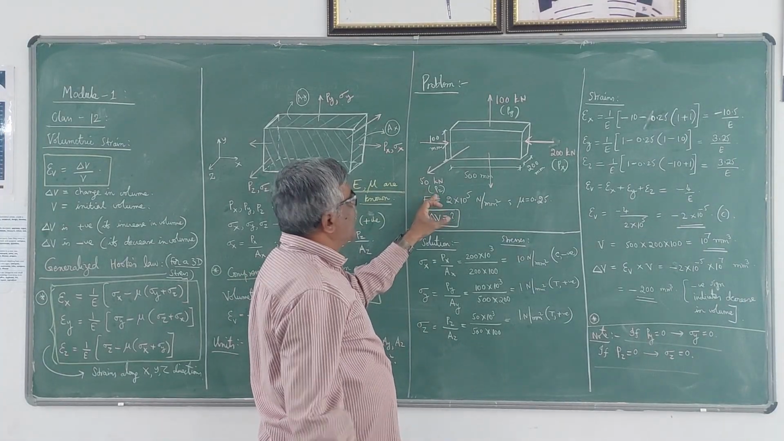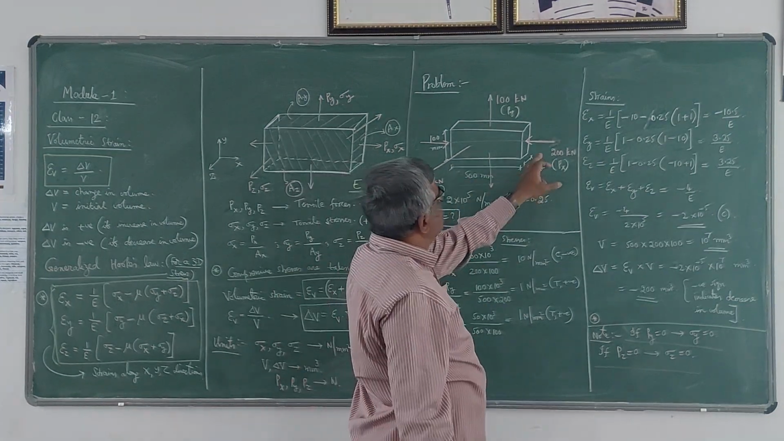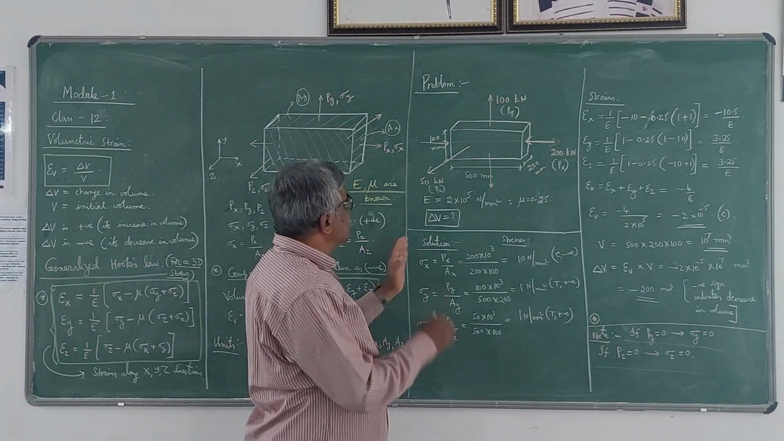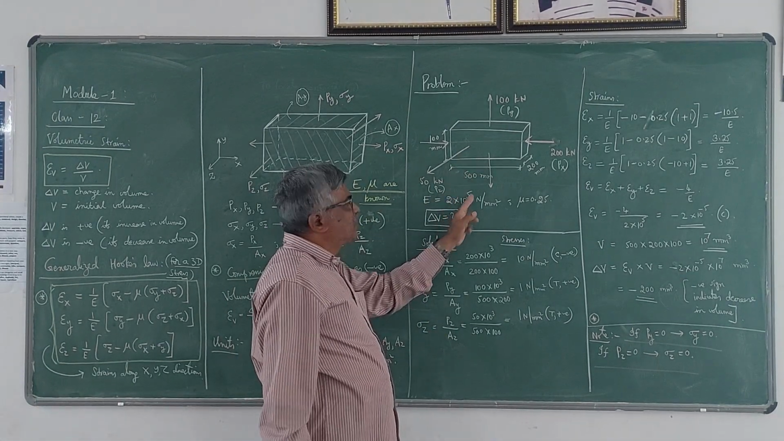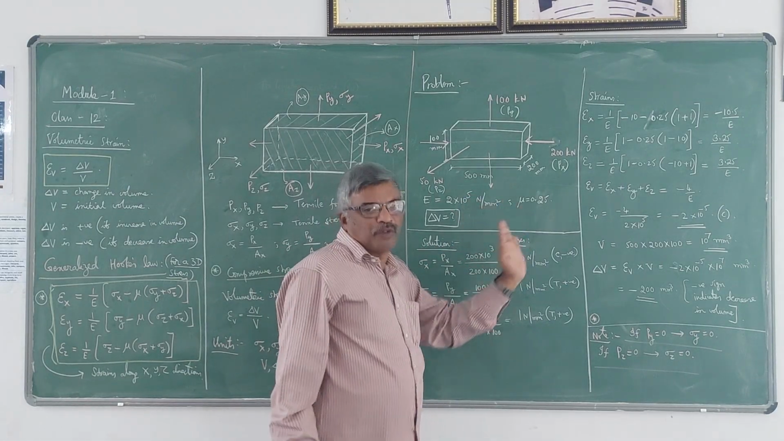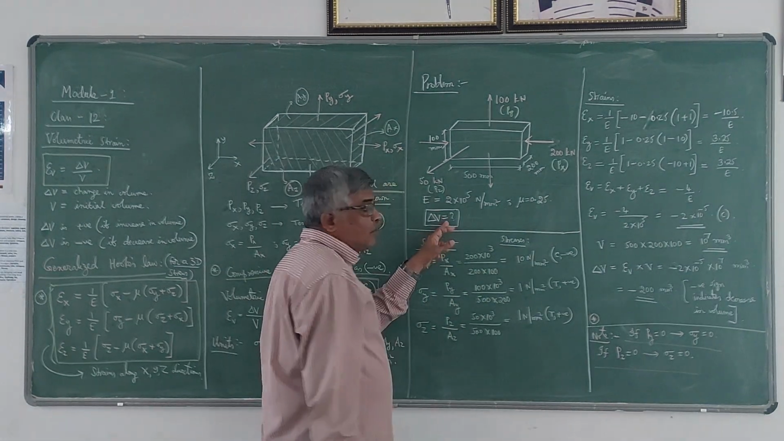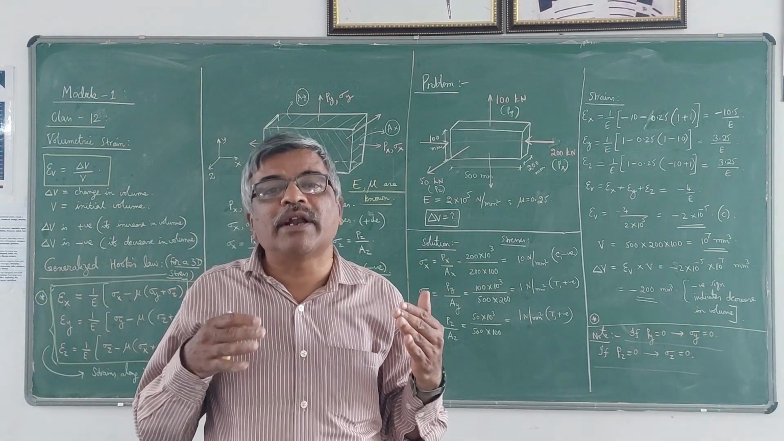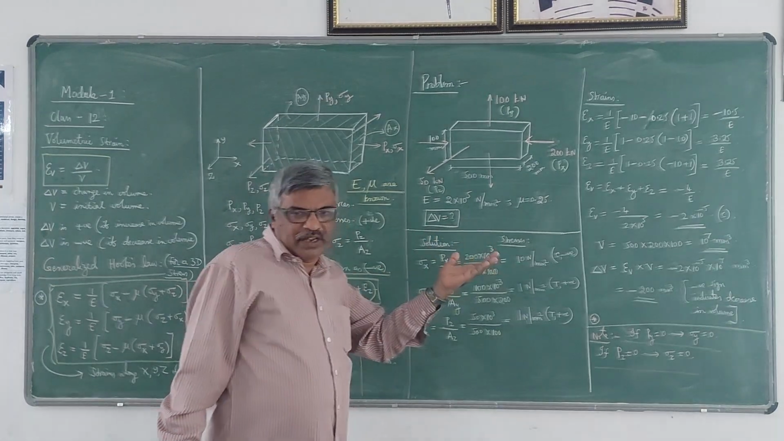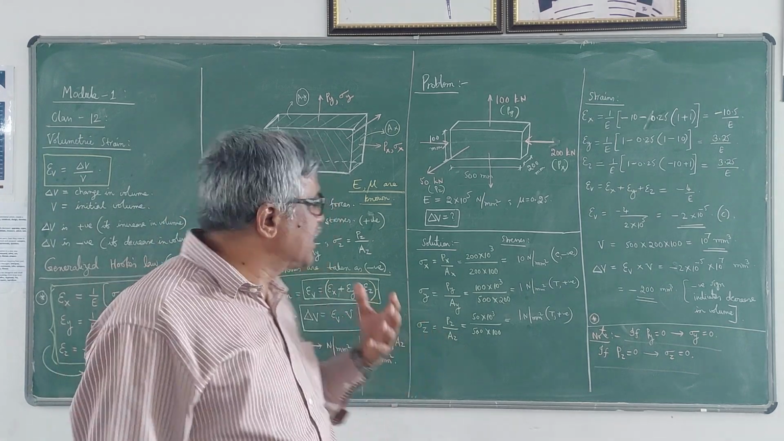That is Pz. Now the dimensions of the specimen are 400 mm length, 200 mm width, 100 mm depth. The E value for this material is 2 into 10 power 5 Newton per mm square, that is steel, and mu value is 0.25. Now this is what is given. He has asked for the value of change in volume. This change in volume may be positive or negative, we don't know. Once we get the value of epsilon V, we can see that if it is positive, then it is an increase in volume. If it is negative, then it is a decrease in volume.